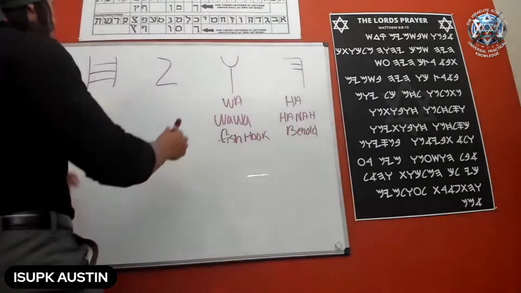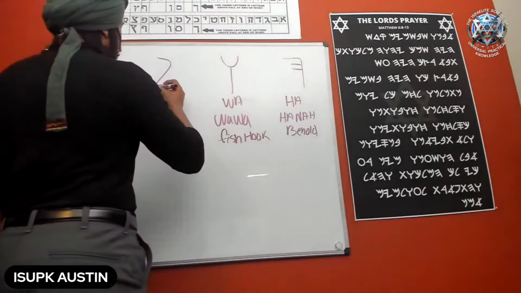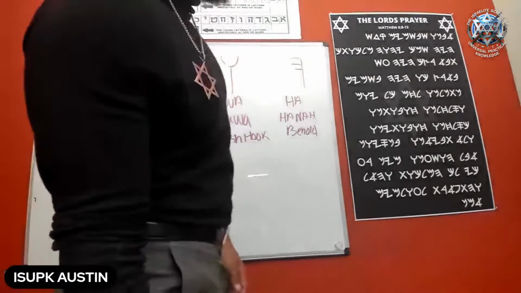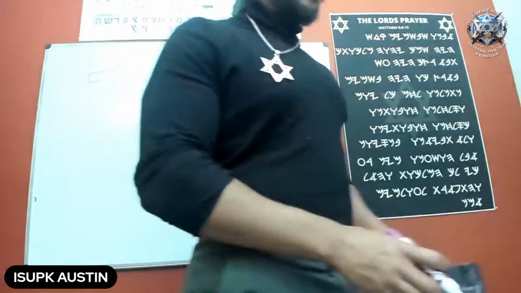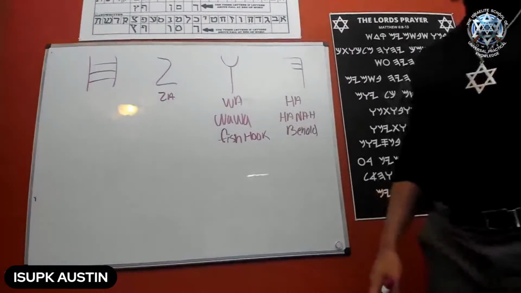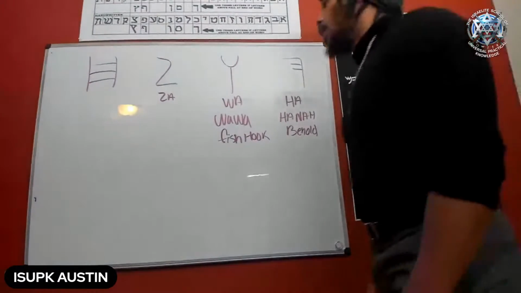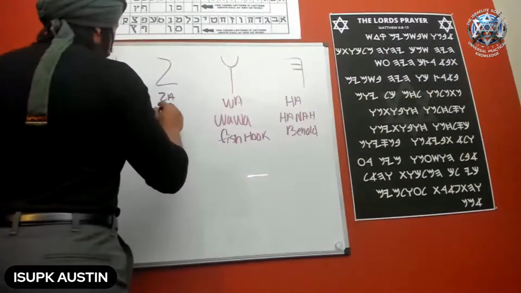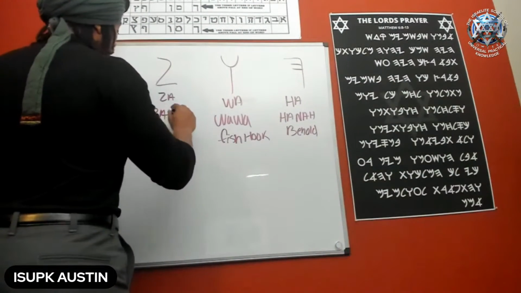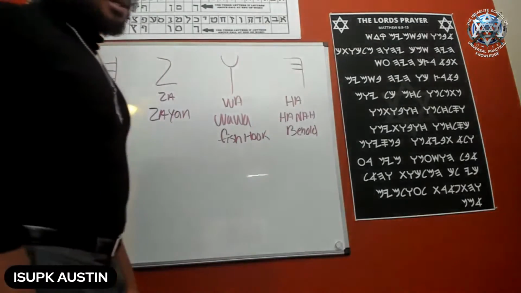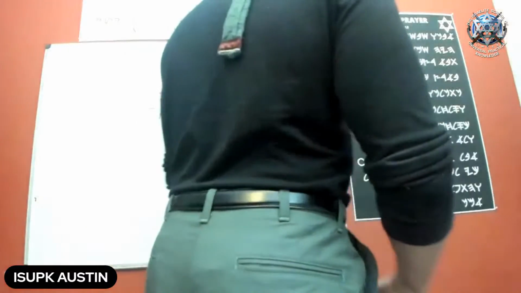Next one we have Zayin. This comes from what? What does Zayin come from? Zayin comes from Zion. What does that mean? Weapon.